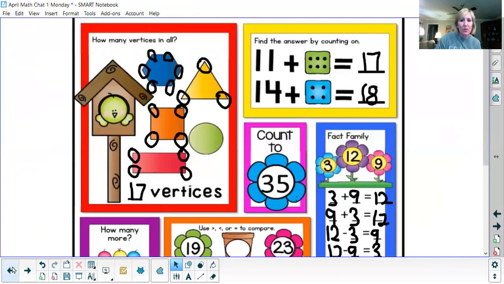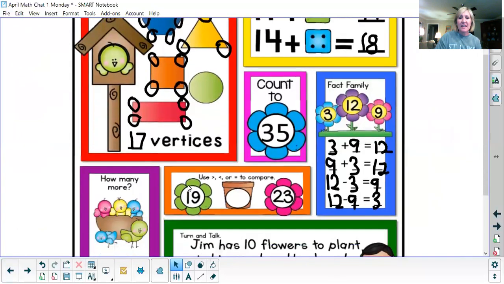So let me go backwards. 19 is less than 23. Well, how do I do that? My class, if you'll remember, we do a little song about the symbols that show which number is greater and less than, and it goes like this.